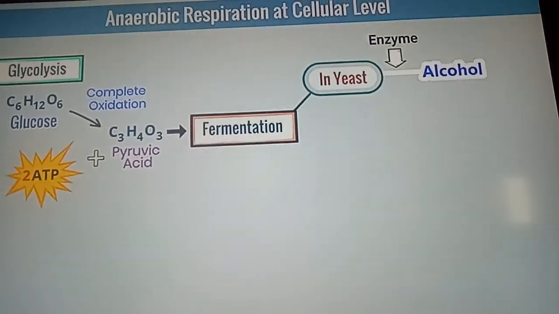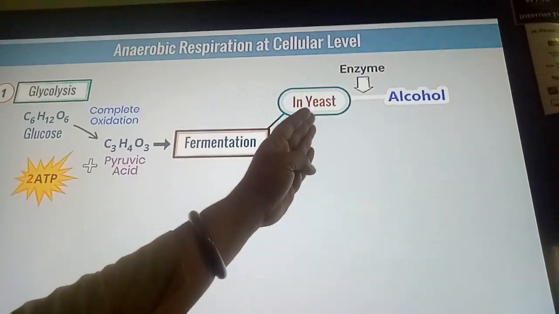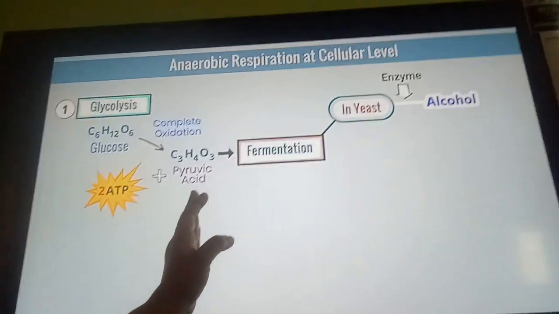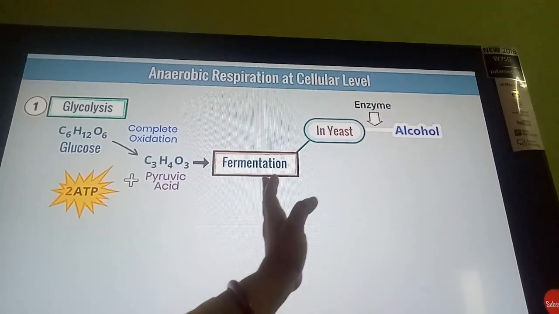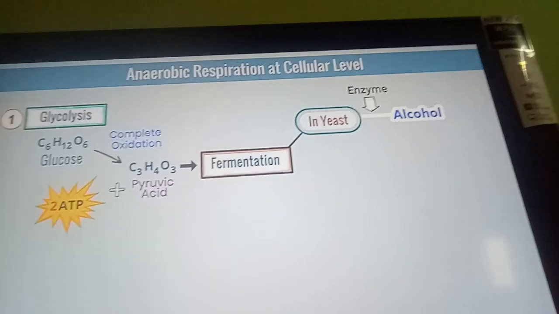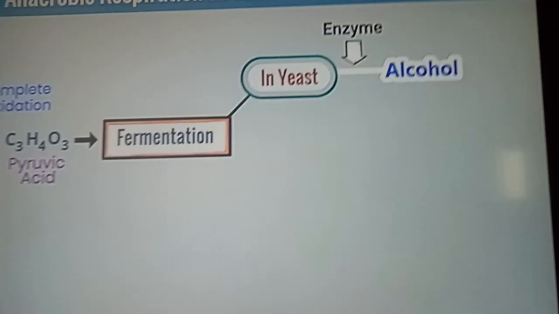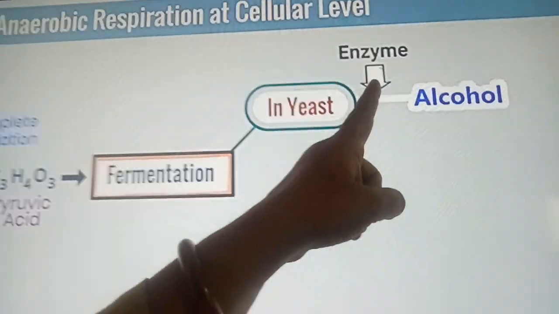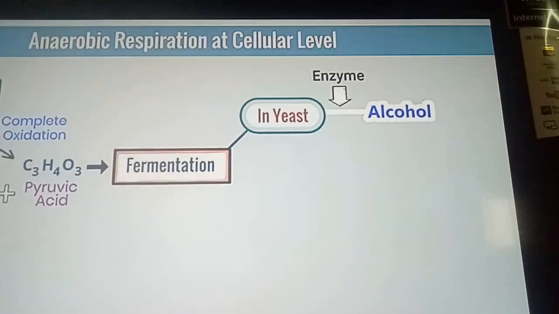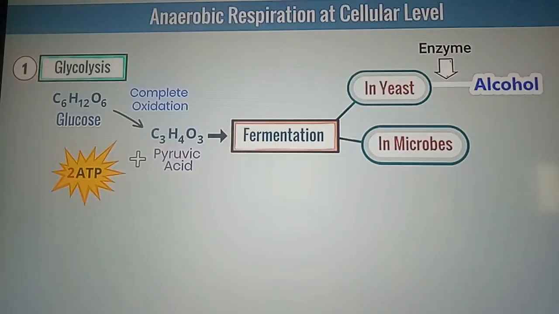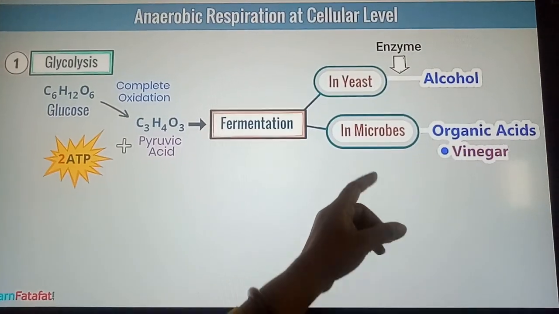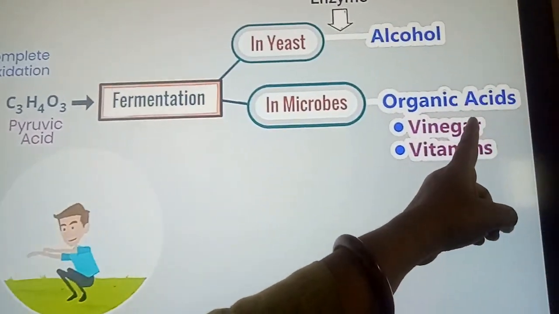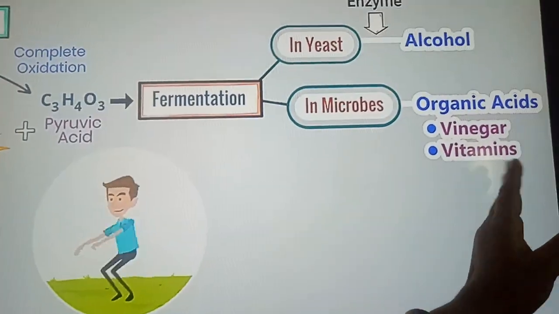Let us see, for example, in fungi, the yeast is a type of fungi. In fermentation, after glycolysis, the pyruvic acid will ferment, and the byproduct formed is alcohol, that is ethyl alcohol. Here carbon dioxide is formed too. The alcohol formation takes place with the help of an enzyme as a biocatalyst. Similarly, in some microorganisms, after fermentation the byproducts are organic acids such as vinegar, and vitamins.